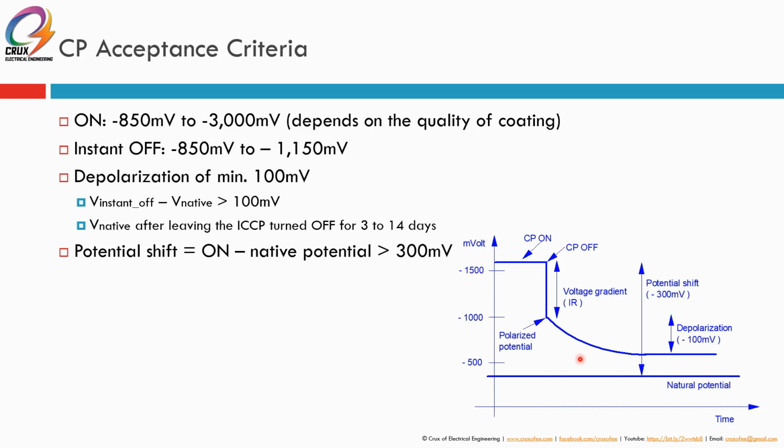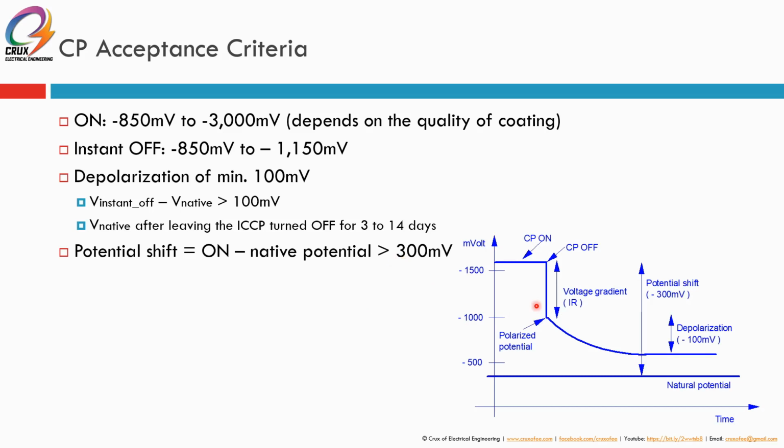So for the CP acceptance criteria, the on is between minus 850 millivolts to minus 3000 millivolts, depending on the quality of the coating. Instant off for a copper sulfate reference is 850 to 1150. Depolarization of minimum 100 millivolts means the instant off voltage minus the native voltage should be more than 100 millivolts. How do you get the native voltage? You must leave the ICCP turned off for at least 3 to 14 days. Then you measure back. The difference between the instant off and the native voltage must be more than 100 millivolts. Potential shift is basically the on voltage minus the native potential, which must be more than 300 millivolts. So this is the CP acceptance criteria.